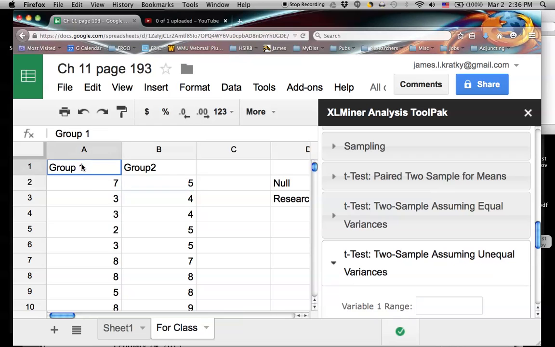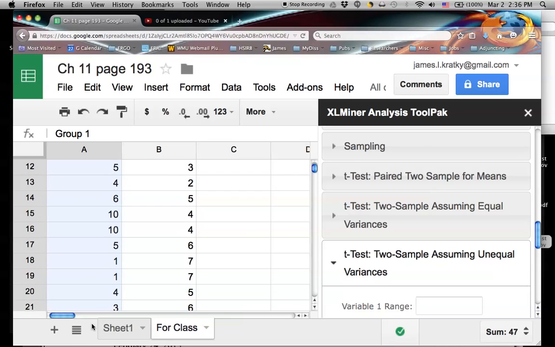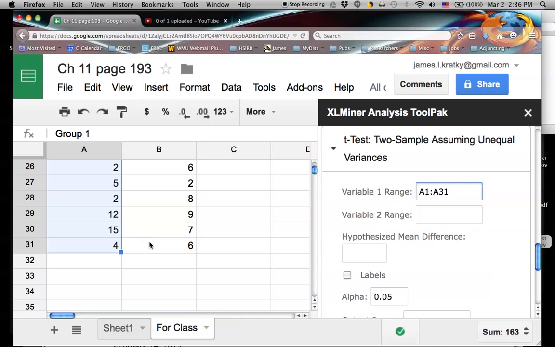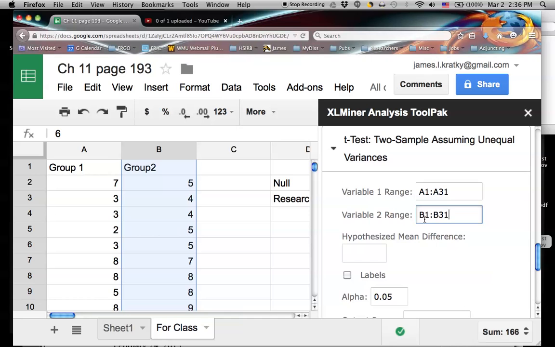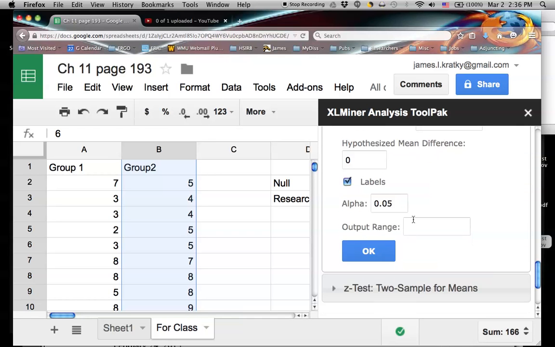Variable 1 range, we're going to use the group 1 data. We have 30 values, and we're including the labels. For variable 2, this is group 2 data, which is in column B. Again, our hypothesized mean difference is 0. We're including the labels. We're keeping this alpha level of 0.05.